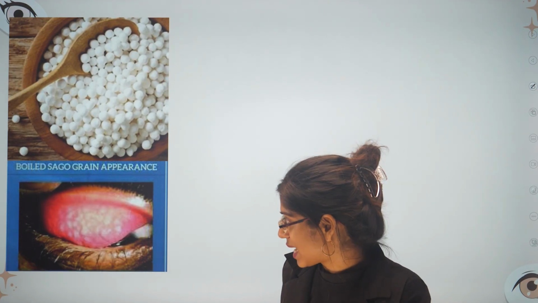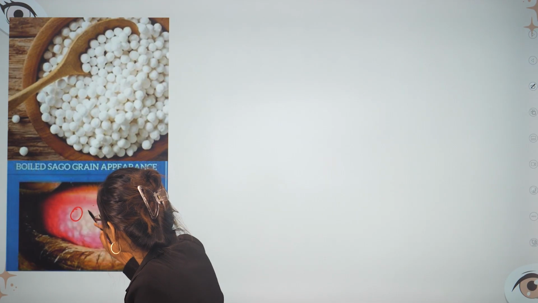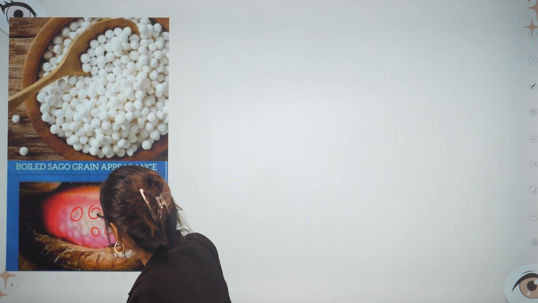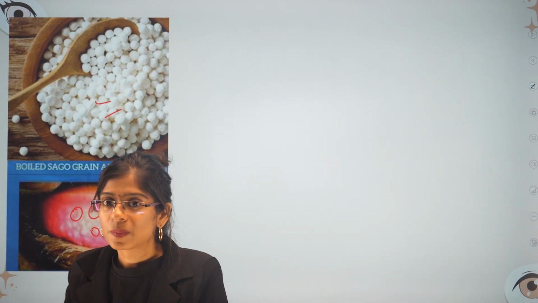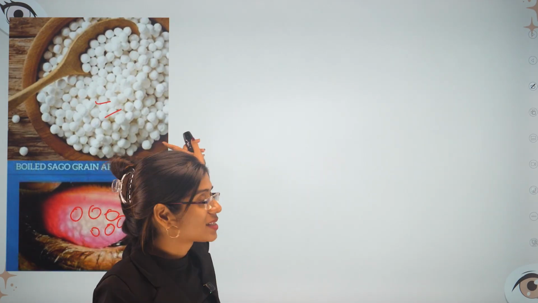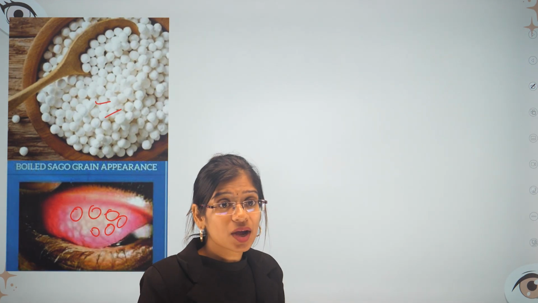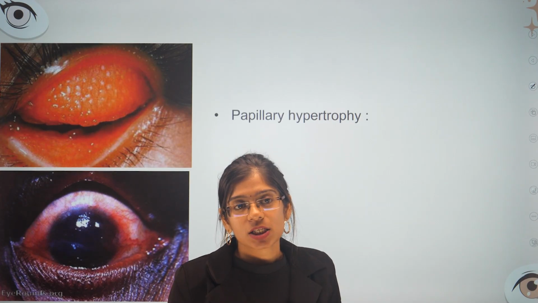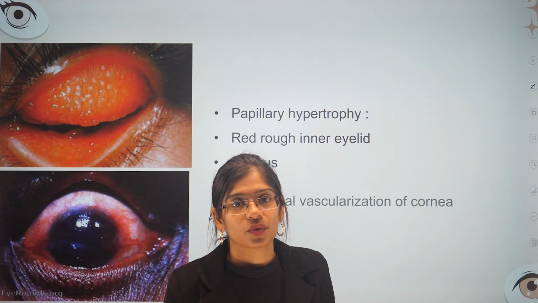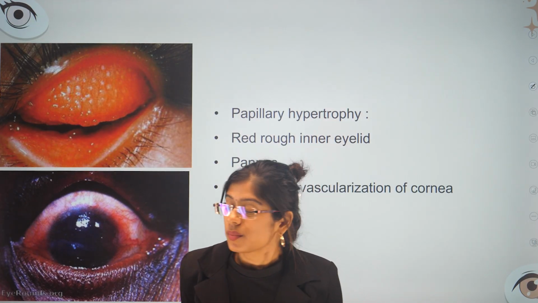So trachoma, we have got early stages, we have got late stages. In the early stages, over the palpebral conjunctiva, you can see a grain-like appearance. Do you see this? These grains we call sago grains. So in early stages of trachoma, you can see a sago grain-like appearance on the palpebral conjunctiva. Next, papillary hypertrophy. Okay. So look here.